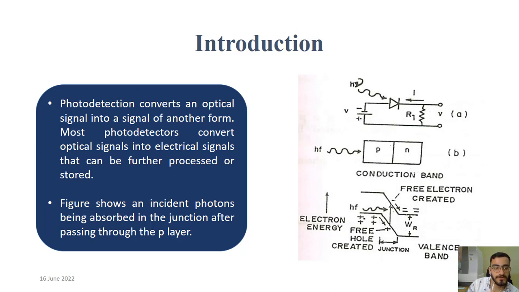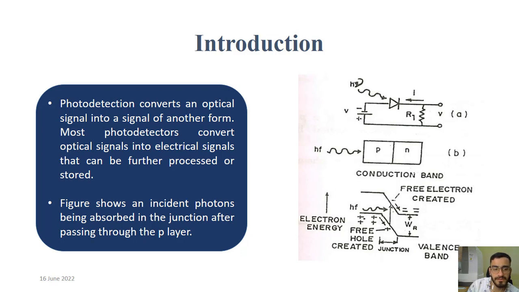Photodetection converts an optical signal into a signal of another form. Most photodetectors convert the optical signals into electrical signals that can be further processed or stored. All photodetectors are square law detectors that are responsive to the power or intensity, rather than the field amplitude, of an optical signal. The electrical signal generated by an optical signal is either photocurrent or photovoltage, but is proportional to the power of the optical signal.